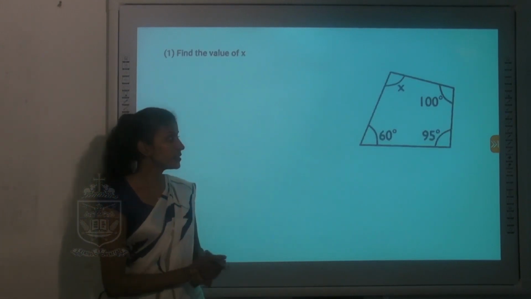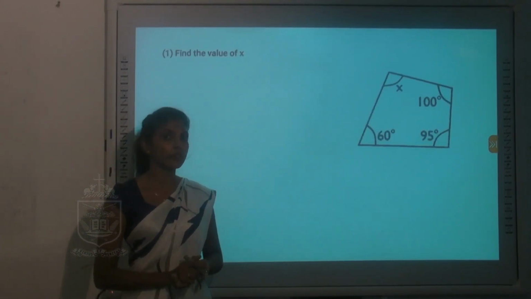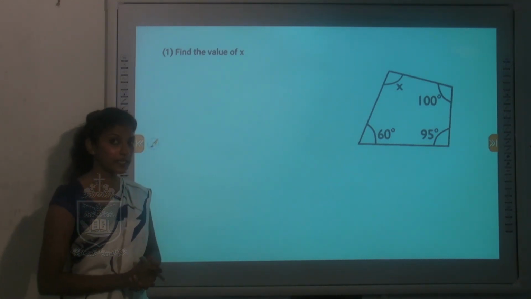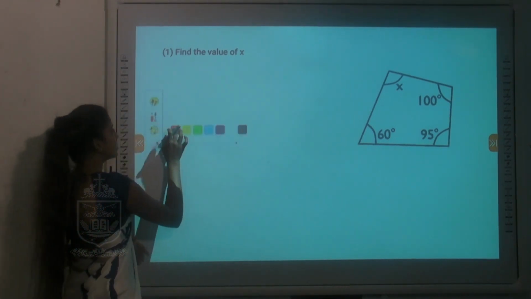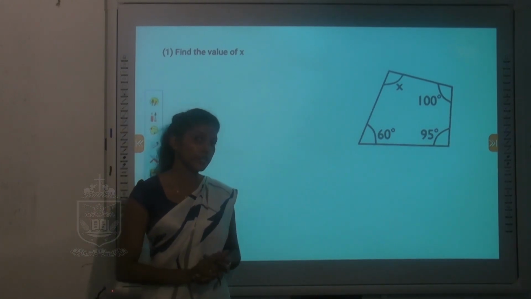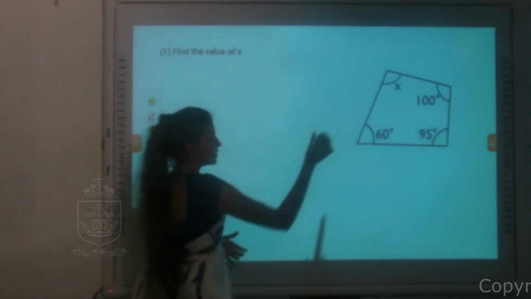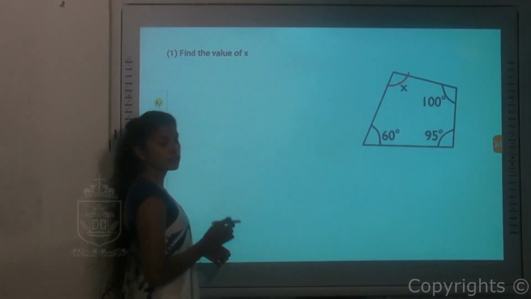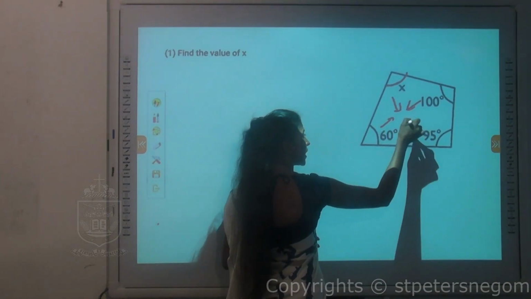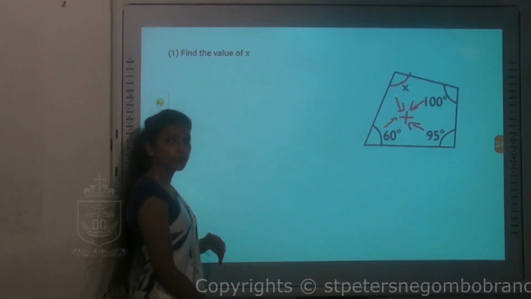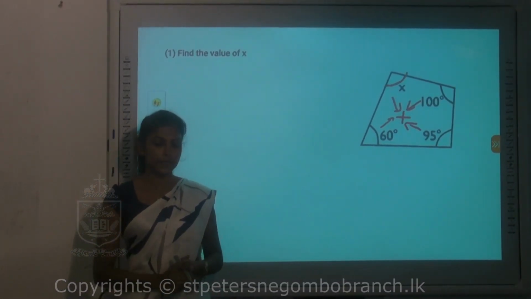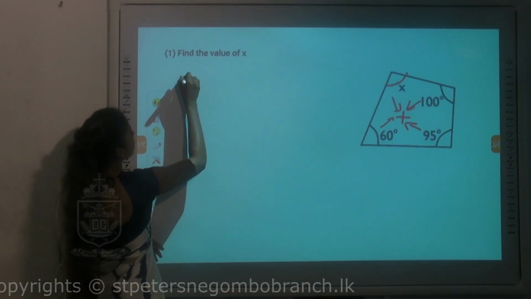Right, so in the first question I have given a quadrilateral having four interior angles. One angle is unknown while all the other three angles are known angles. Right, so let's see how we can find this interior angle which is unknown, given in terms of x. This is the angle that we are going to find. So we are going to add all four angles, x, 100, 60, 95. We are going to add all four, and we know that the addition is equal to 360 degrees.